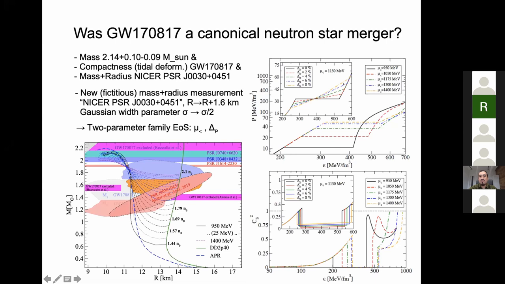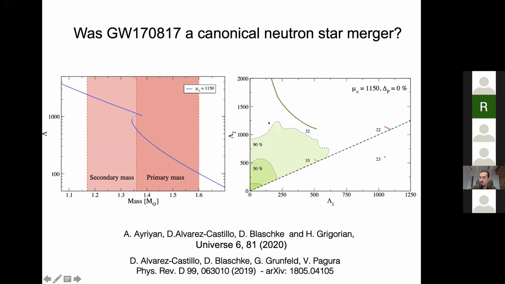And as it was already mentioned, there's a sort of a limit below 6% of this parameter where the twin configurations remain. That's that the third branch keeps being disconnected from the second one. Among the many possibilities, one of the interesting ones is having the mass onset for the phase transition around the masses of the two components of GW170817.